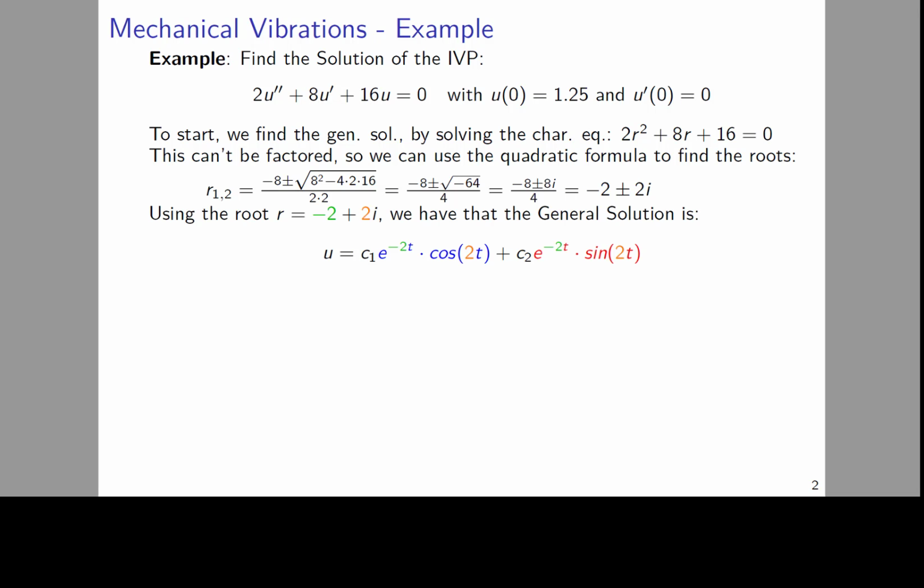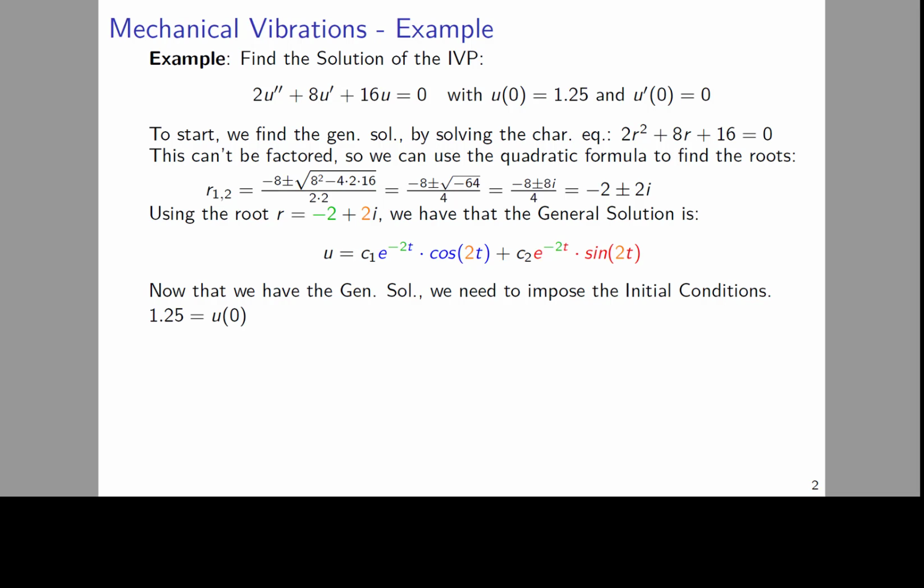Now, using the root r equals negative 2 plus 2i, we have the general solution, u equals c1 e to the negative 2t times cosine of 2t plus c2 e to the negative 2t times sine 2t. And now that we have the general solution, we need to impose our initial conditions to find c1 and c2.